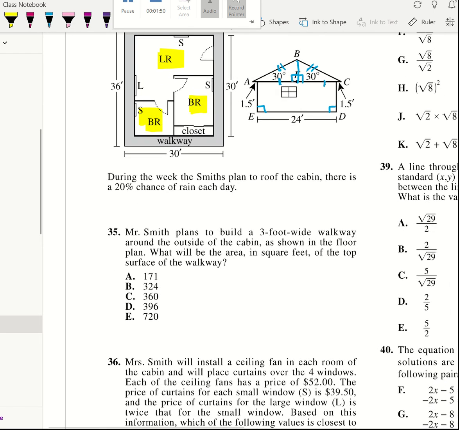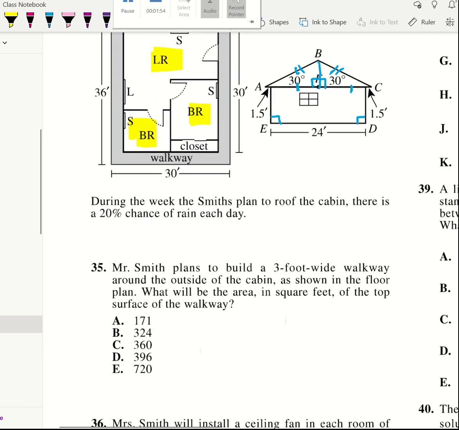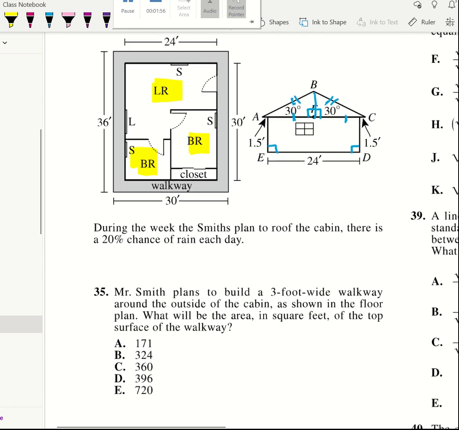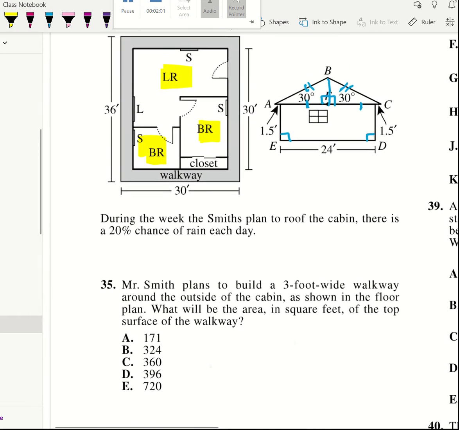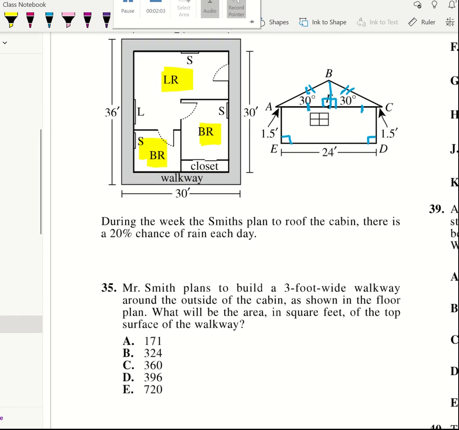Oh, I guess we have one other piece of information. We are also told that during the week the Smiths are going to be actually building that roof. There's a 20% chance of rain each day. Okay, so for number 35, Mr. Smith plans to build a 3-foot wide walkway around the outside of the cabin as shown in the floor plan.